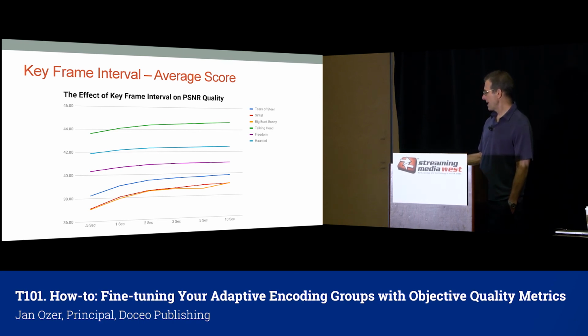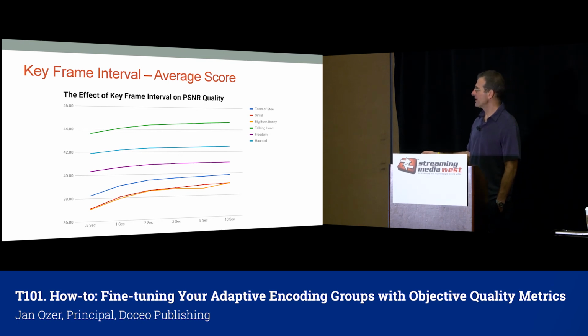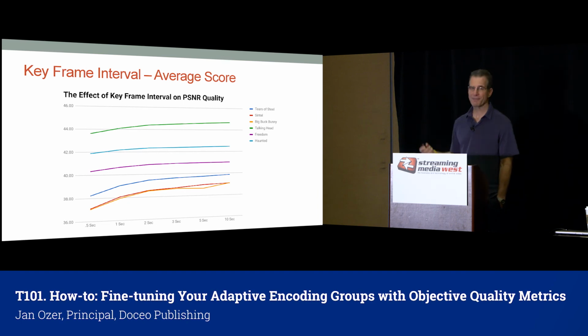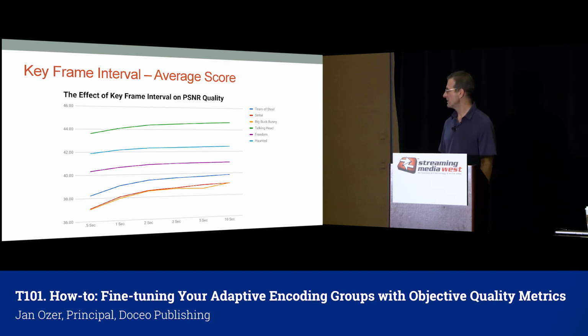So this is what we're looking at. So people who fight and say, well, you've got to go higher, higher, higher, or the difference between 2 seconds and 3 seconds, if you're encoding for an adaptive group, the overall quality difference just isn't that significant.